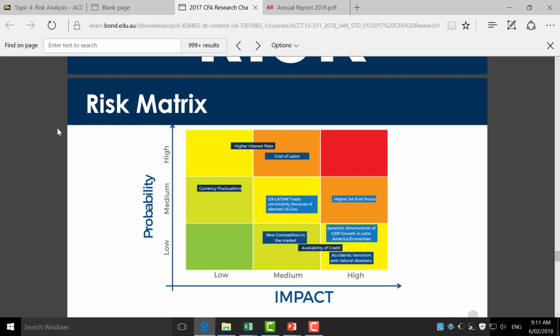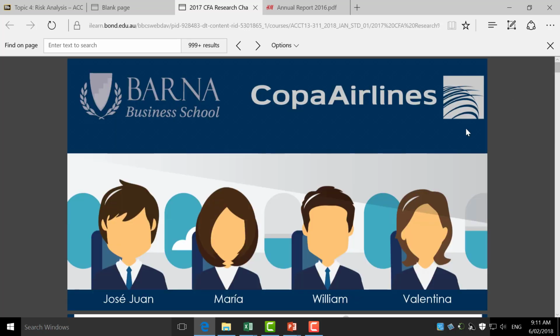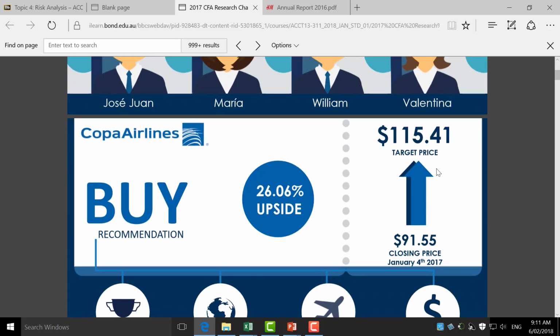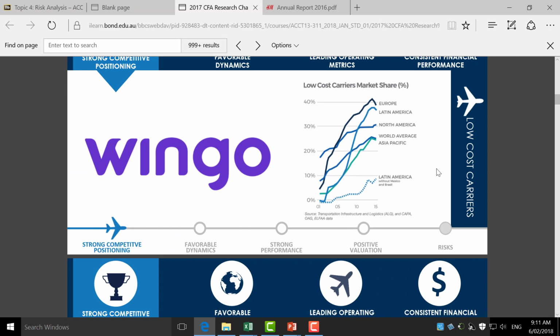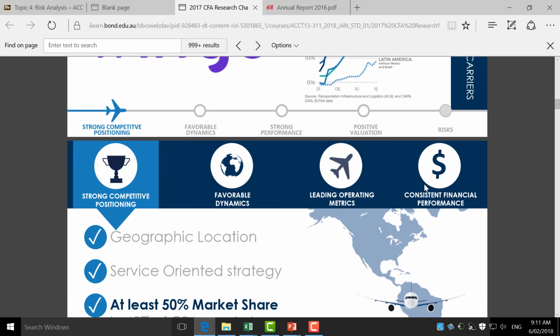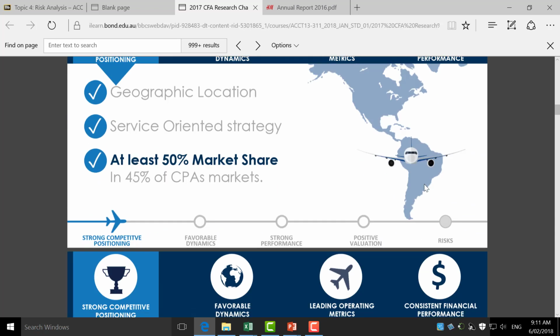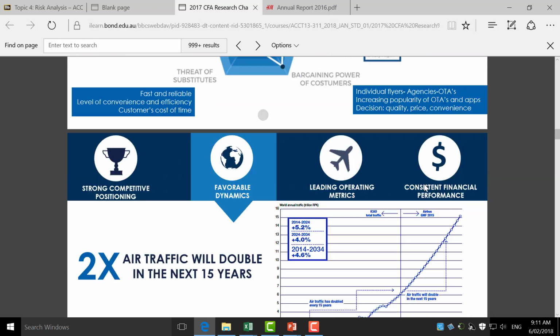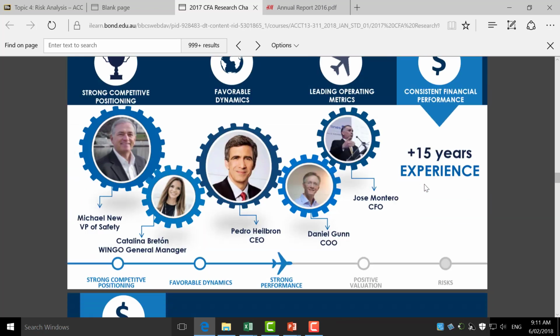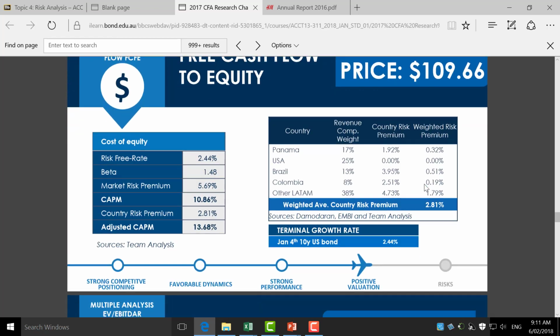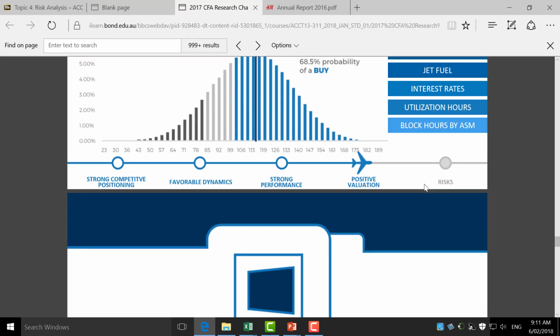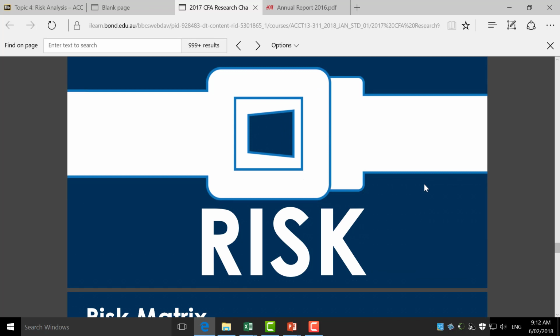Part of that is that they do some form of a risk analysis. I can show you the whole report, but basically this is the presentation, and it looks pretty nice. Specifically, this one, I think it's a school from South America, analyzed a South American airline. And part of this report is risk. If you go down a bit, again, this is up on iLearn if you want to look through it and get inspiration for your own presentation.